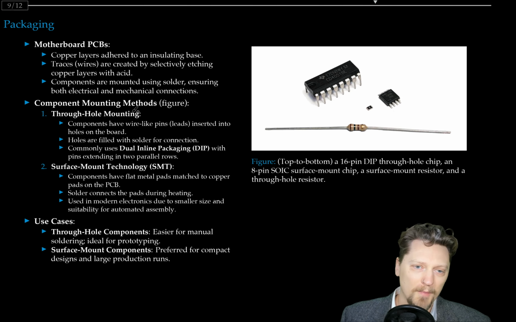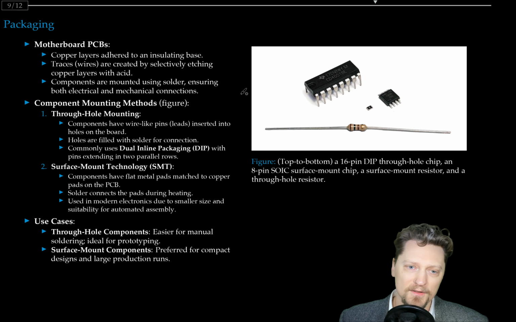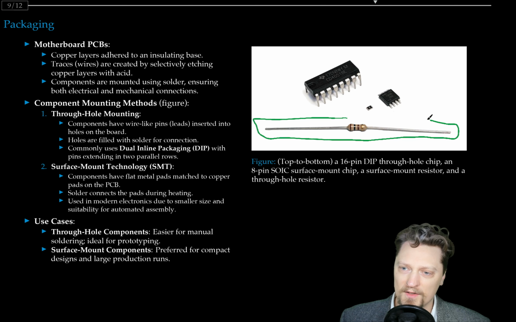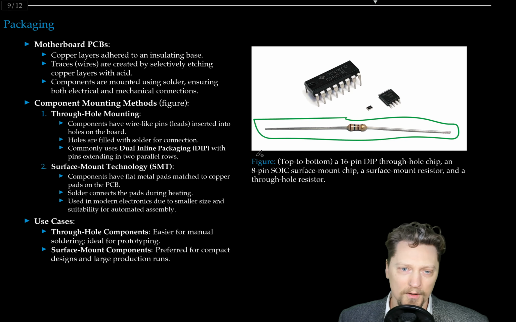There's the through-hole mounting. Components have wire-like pins or leads inserted into holes on the board. Holes are filled with solder for connection. It commonly uses dual inline packaging, DIP, standard with pins extending in two parallel rows. Looking at the figure, let's draw our attention to this resistor here. This is a classic through-hole mounted resistor.